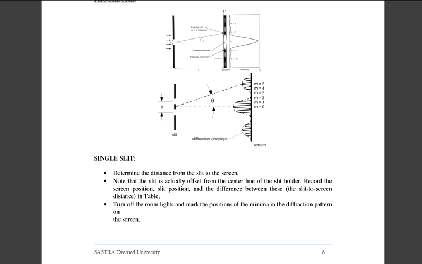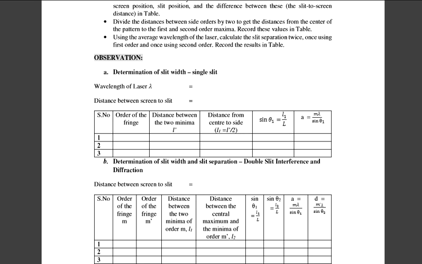Now record these readings in the observation table. We need to note the order of the fringe, the distance between the two minima, that is L dash, and the distance from the center to the side, that is L1, measured using L dash by 2. We need to calculate sin theta 1, which is equal to L1 divided by L. Finally, substituting these values in the formula A is equal to m lambda divided by sin theta 1, we get the value of A, that is the slit width.